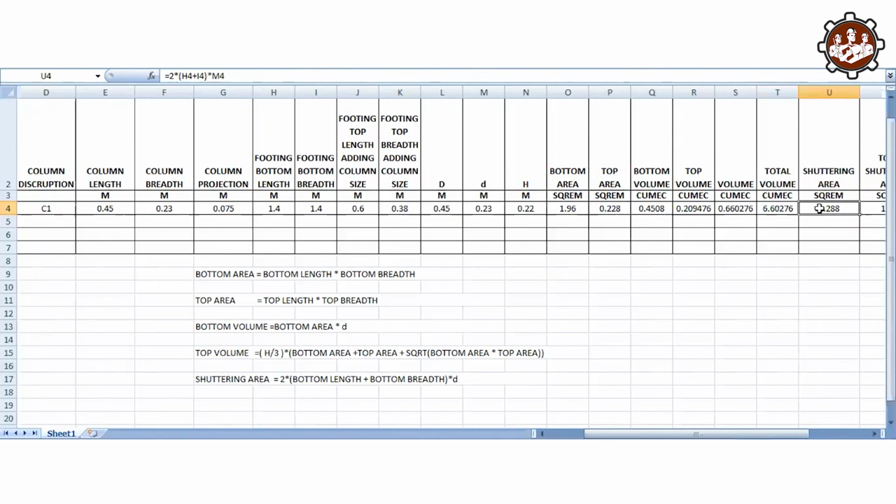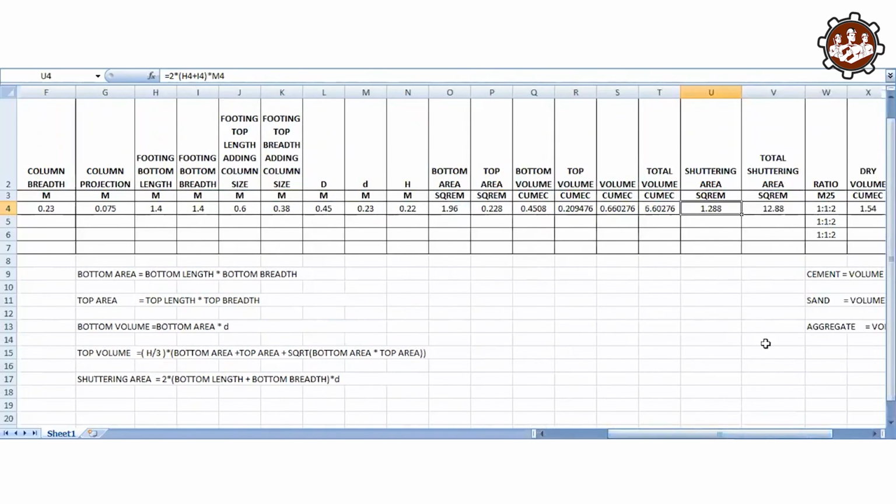We already discussed that we apply the shuttering in an isolated footing only on the rectangular portion. For the calculation of the shuttering area of the rectangular portion, we have a formula: 2 times (bottom length plus bottom breadth) into small d, that is, perimeter into depth. So using this formula, 2 times bottom length and bottom breadth, we multiply by the depth, so we get the shuttering area. This is the shuttering area of one footing. After this we multiply by the number of footings, 10, so that is the total shuttering area of F1 footing.